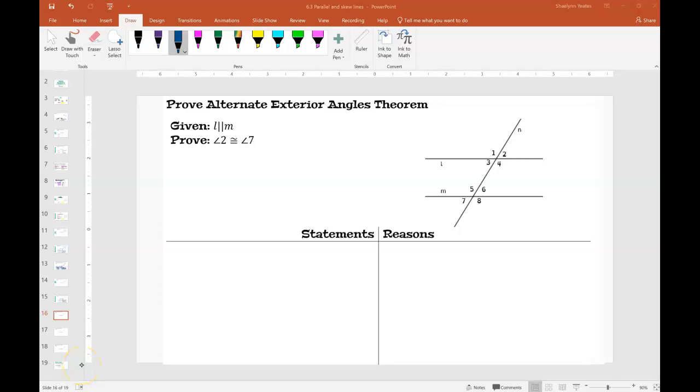So again, when we're proving something, we can use anything other than that thing. If you were in a true proof class, you would build everything up to the point that you were proving the thing that you were trying to prove. So here we're going to prove the alternate exterior angles theorem.